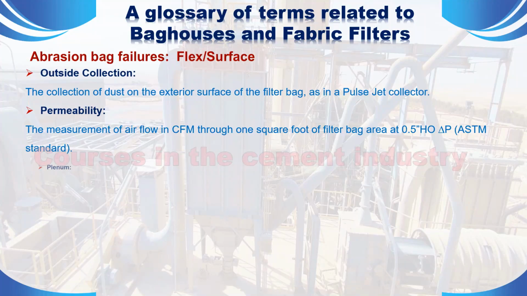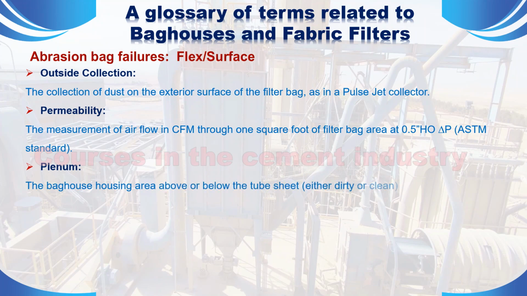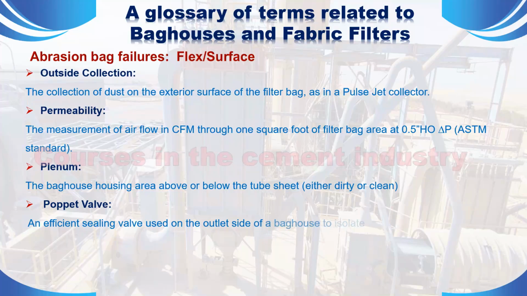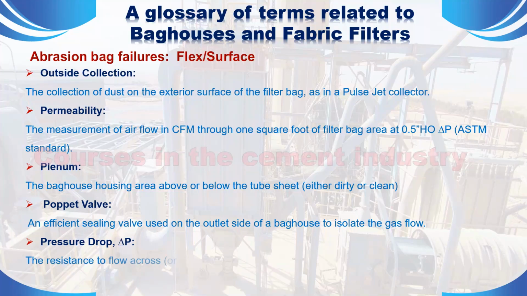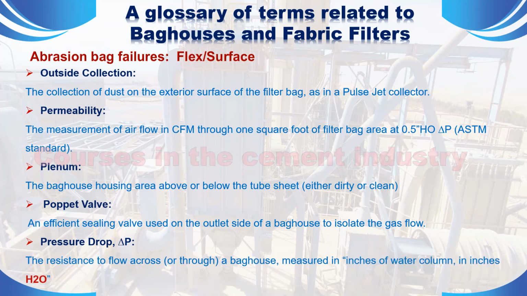30. Plenum. The baghouse housing area above, or below the tube sheet, either dirty or clean. 31. Poppet valve. An efficient sealing valve used on the outlet side of a baghouse to isolate the gas flow. 32. Pressure drop, delta P. The resistance to flow across, or through, a baghouse measured in inches of water column, in inches H2O.